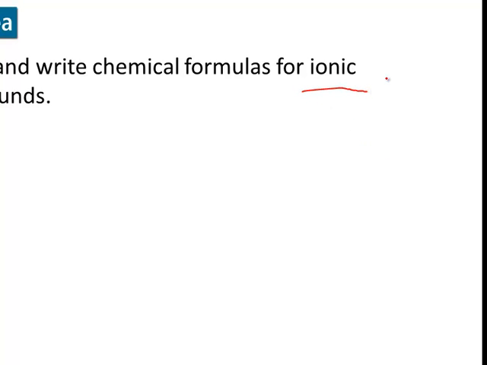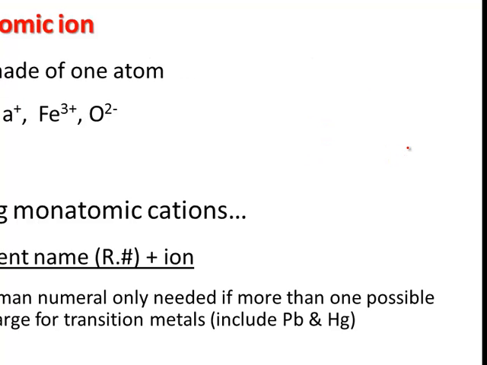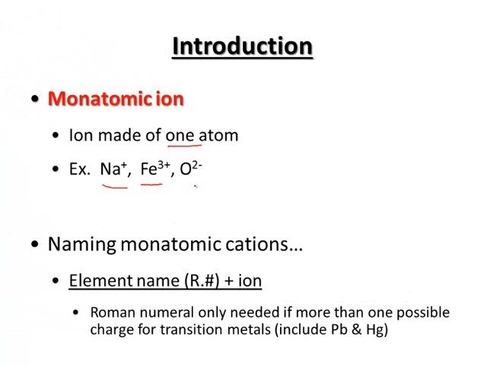With our ionic compounds, we're going to be thinking about them as having a positive and negative part, a metal and a nonmetal combined together. First off, we're going to look at the ions that are used to form those. A monoatomic ion is an ion made up of one atom, like sodium with a +1, iron with a +3, oxygen with a -2. Remember, an ion is a charged particle, either positive or negative, because it has either gained or lost electrons.